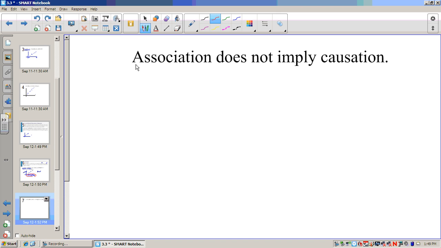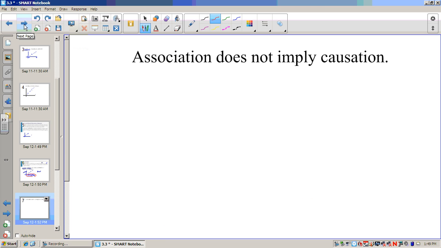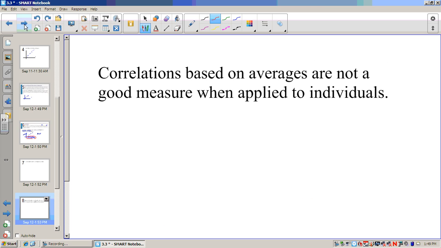Which goes along with saying association does not imply causation. Just because there's some association between murders and ice cream sales doesn't mean that ice cream sales causes murders.